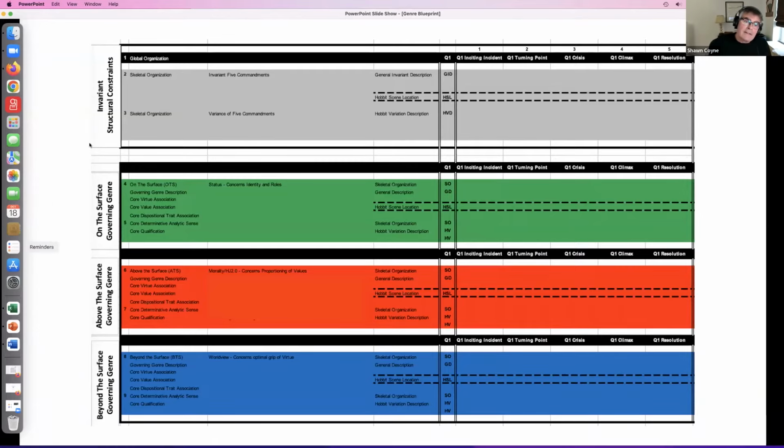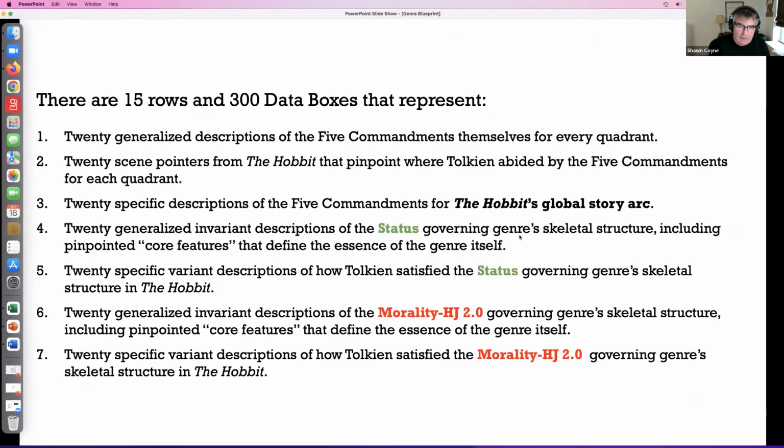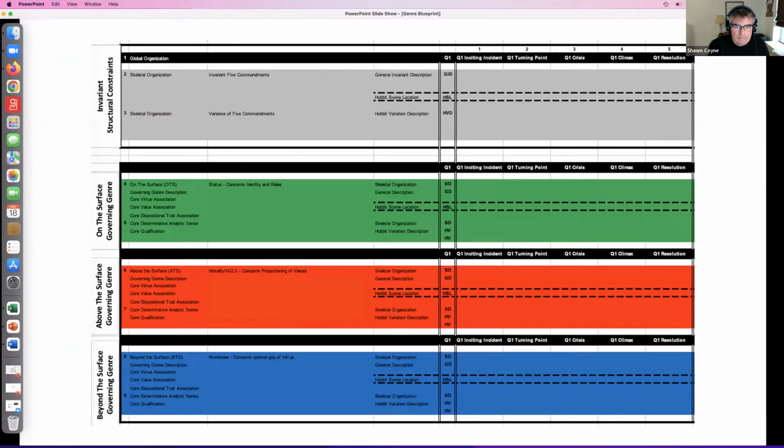Okay, so what we have here on the left, it says invariant structural constraints. The invariant structural constraints are all those things that we talk about: inciting incident, turning point, crisis, climax, resolution. And at StoryGrid, we have very, very coarse-grained, generalized principles that explain all of these. So I'm going to go through them one by one with the generalized explanation.